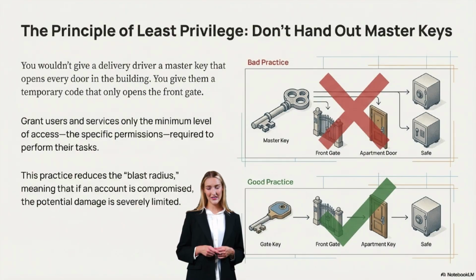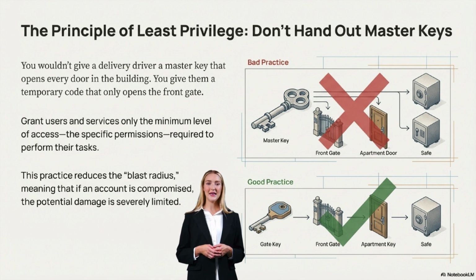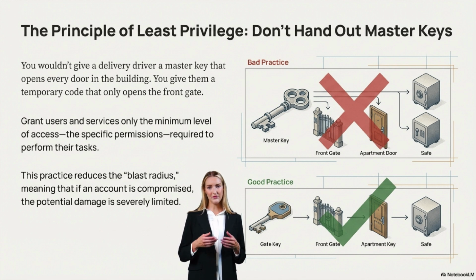When managing your keys, you must follow a critical security best practice: the principle of least privilege, POLP. In our analogy, you wouldn't give a delivery driver a master key that opens every door in the building just to leave a package at the gate. Instead, you give them a temporary code that only opens the front gate. In AWS, POLP involves granting users and services only the minimum level of access required to perform their specific tasks.